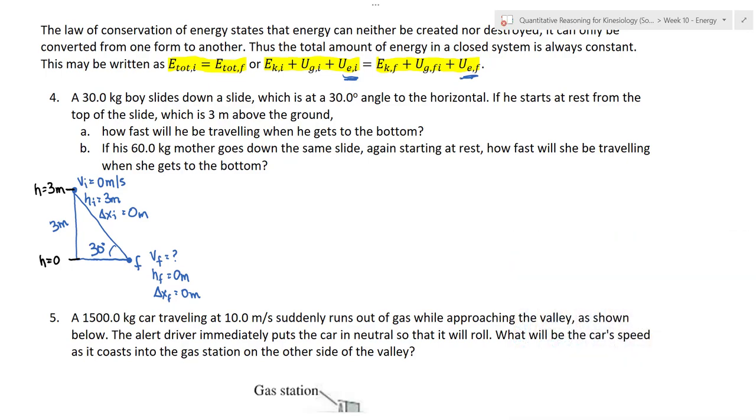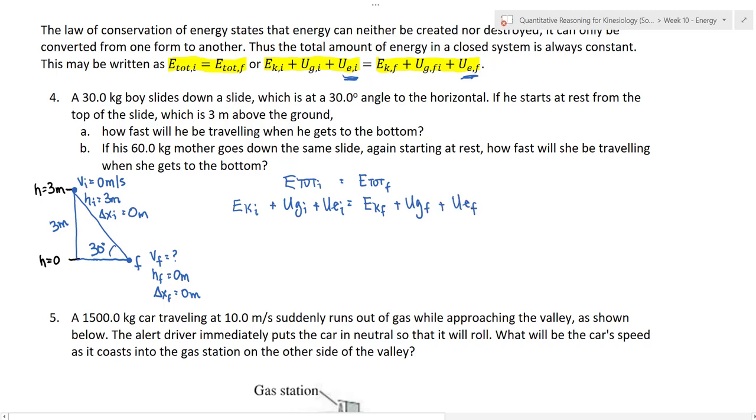Now that we know all of our variables initially and final, I'm going to use the formula that we've highlighted above to solve for the unknown value, which is V final. Okay, so we have E total initial equals E total final. I'm going to put in all the different types of energy that we've discussed in this course. Kinetic energy initial, gravitational potential energy initial, and elastic potential energy initial is equal to those same types of energy final.